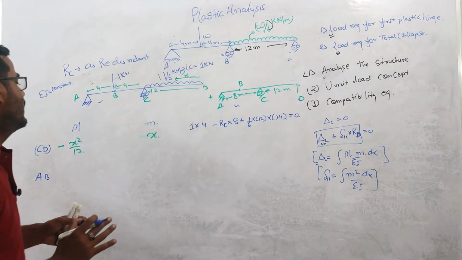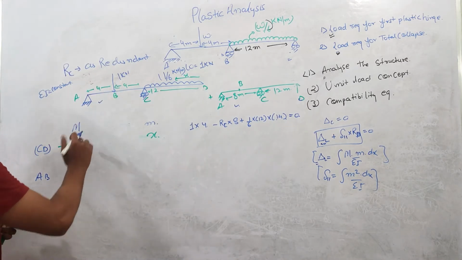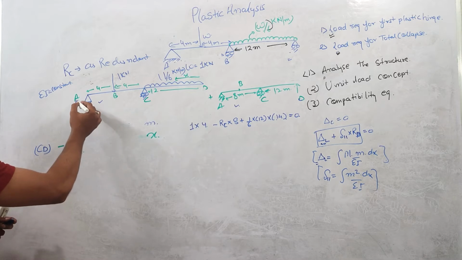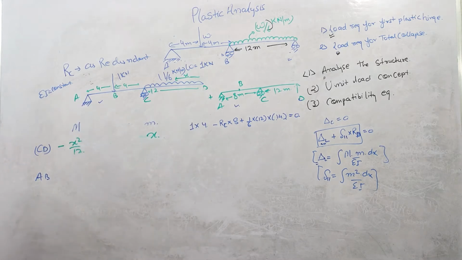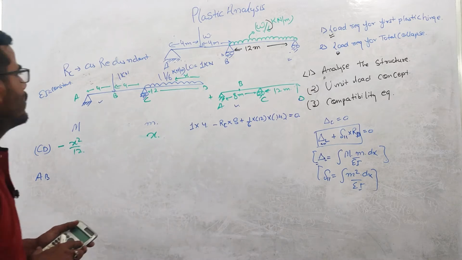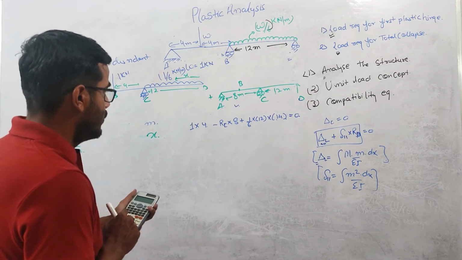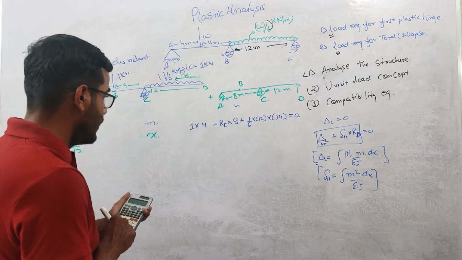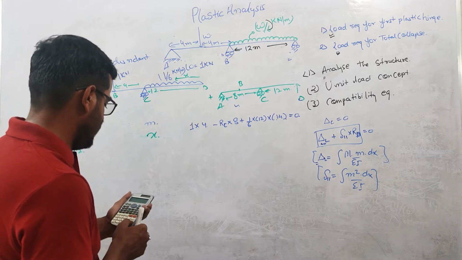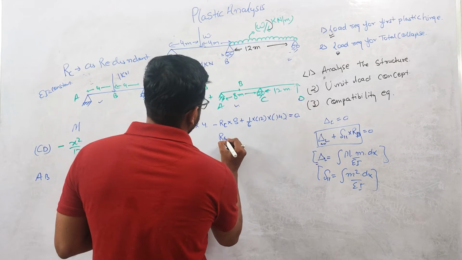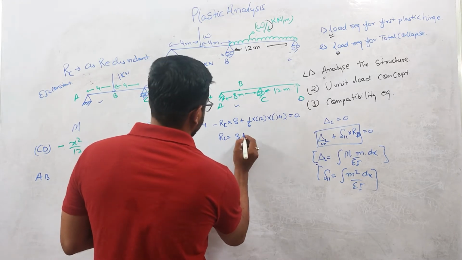We need to find the moment due to this load. So first we need to analyze this. We need to find this RA reaction. Okay, so the value comes out to be 4 plus 12 into 14 divided by 6, 32. So RC comes out to be 34 kilonewton.